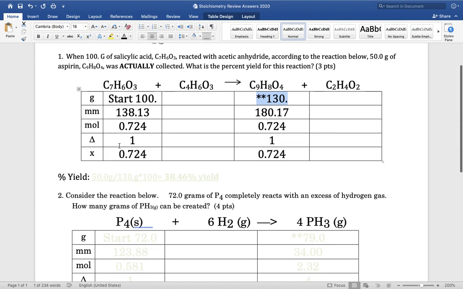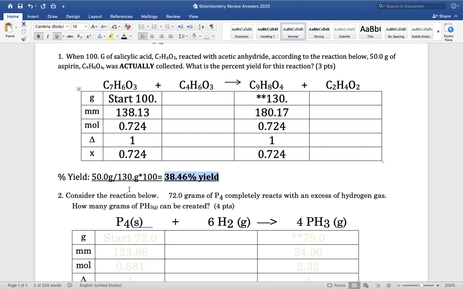Now we can plug that into our percent yield equation. Actual, 50 grams, divided by theoretical. And remember, the 50 grams came from the problem. The theoretical yield is right up here in our stoichiometry table. And then we'll multiply by 100. And the final answer is 38.46% yield for the aspirin.